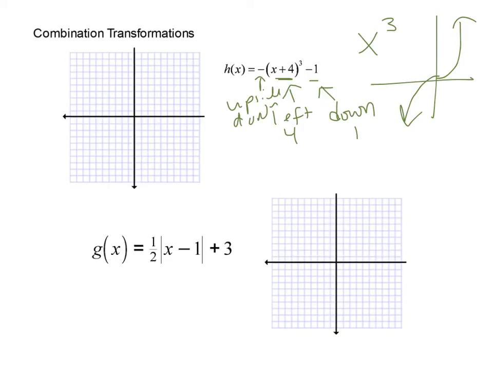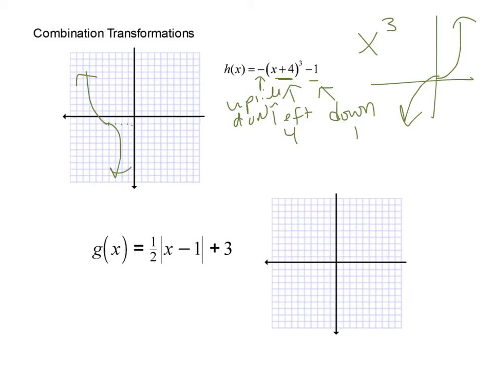So I take that whole thing and I move it down 1, left 4, 1, 2, 3, 4. And then I flip it upside down. So, I'm not perfect, but generally I've got my center point and I've got it generally there.